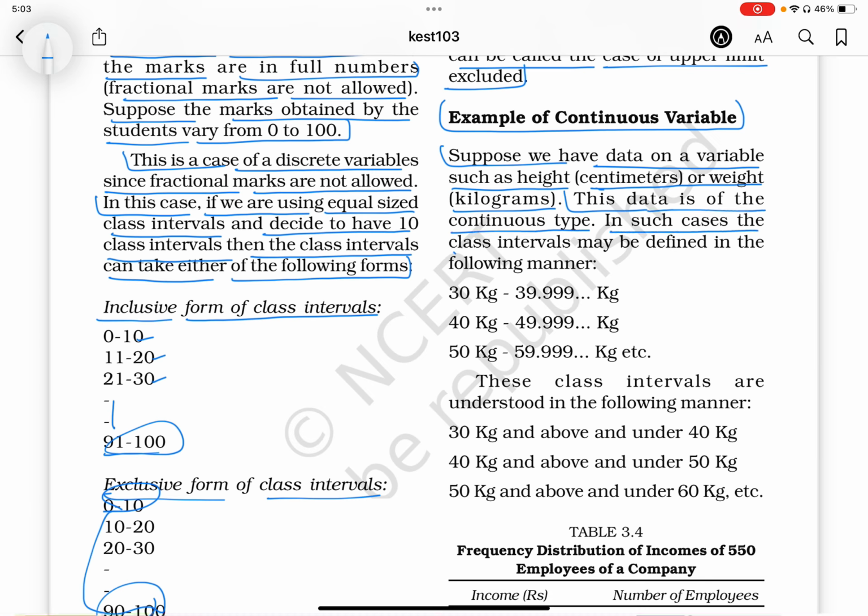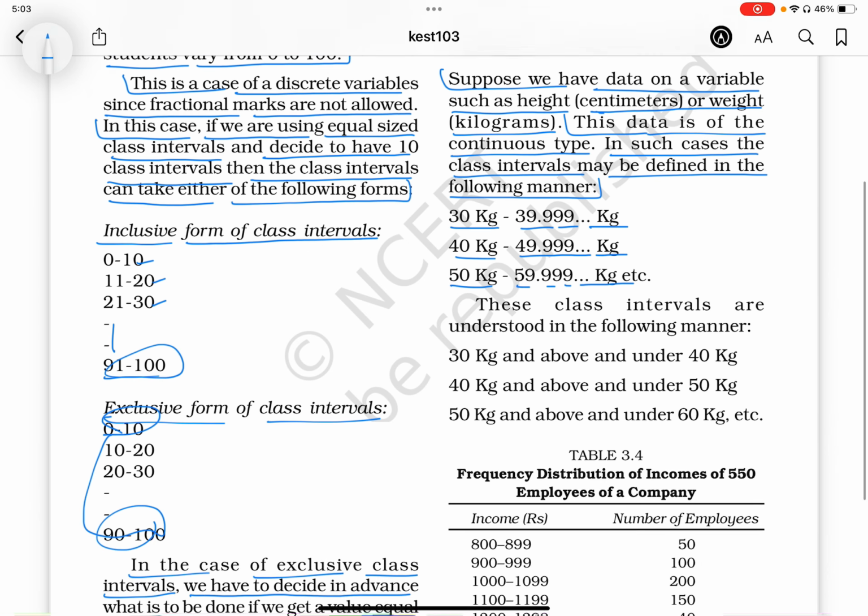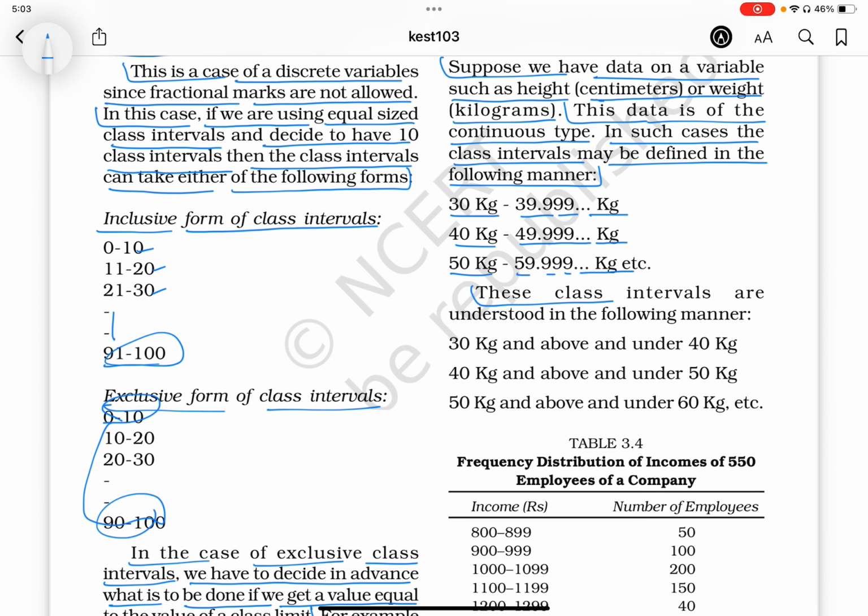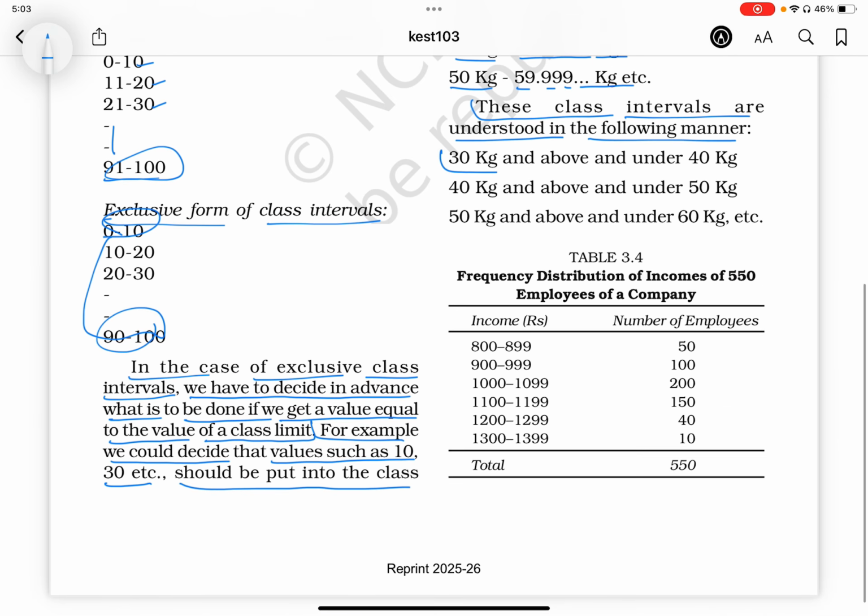In such cases, the class intervals may be defined in the following manner: 30 kg to 39.999 kg, 40 kg to 49.999 kg, 50 kg to 59.999 kg. These class intervals are understood in the following manner: 30 kg and above and under 40 kg, 40 kg and above and under 50 kg, 50 kg and above and under 60 kg.